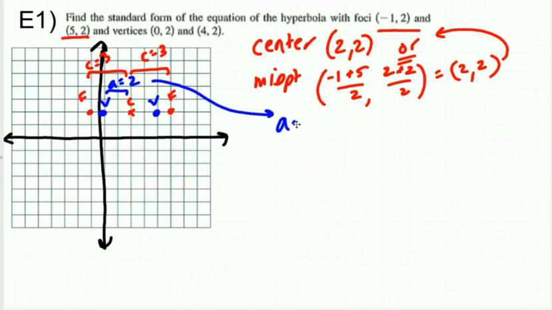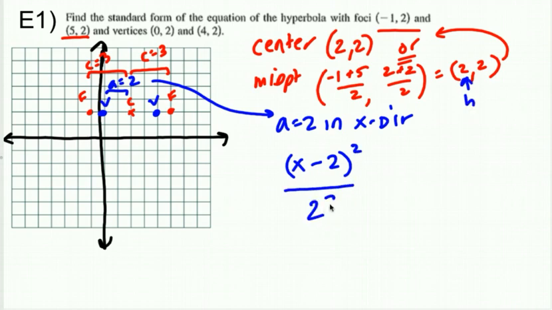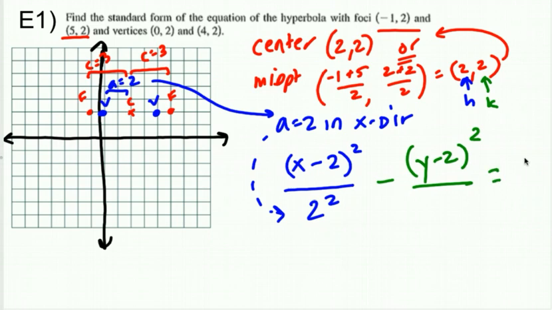So here's what I know. I know that a is 2 in the x direction, right? So here's the first bit I have. I have x minus 2, because that's one of the coordinates of the center, that's my h, quantity squared over 2 squared, because I know a is 2 in the x direction. Minus, and then this is going to be y minus 2, because of this k, squared over whatever b squared is, which we'll figure out in a sec, equals 1.